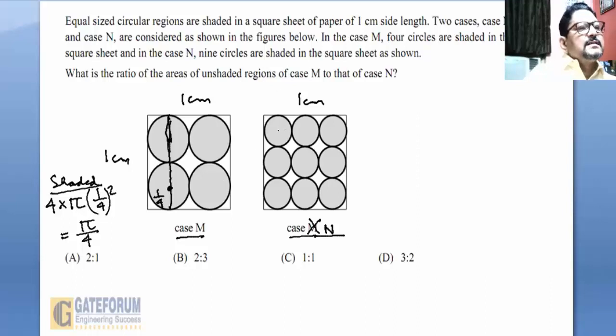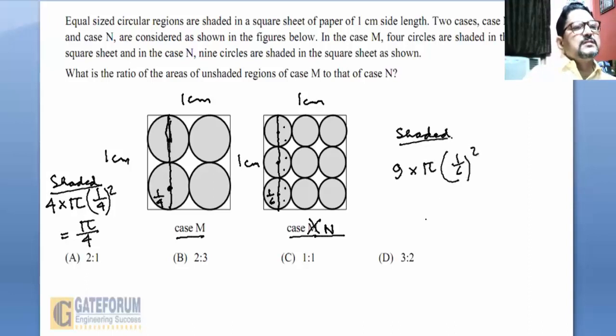Now here, similarly, if we take the centers of these circles and draw the diameters, this whole diameter's length is 1 centimeter. And hence 1, 2, 3, 4, 5, 6 radii are there. So each of the radii would be 1/6 of a centimeter. So what would be the area of this shaded part? It would be 9 × π × (1/6)². (1/6)² is 1/36, into 9. It cancels by 4 and this is equal to π/4.